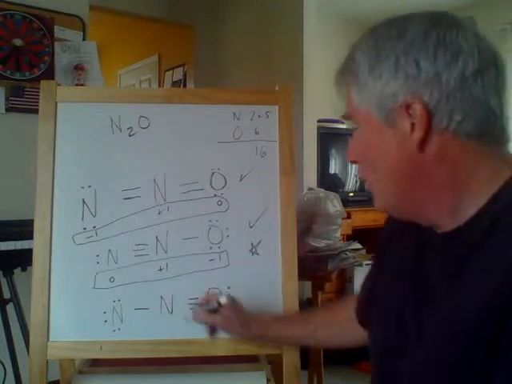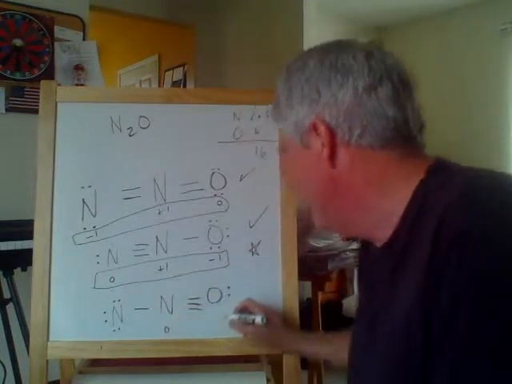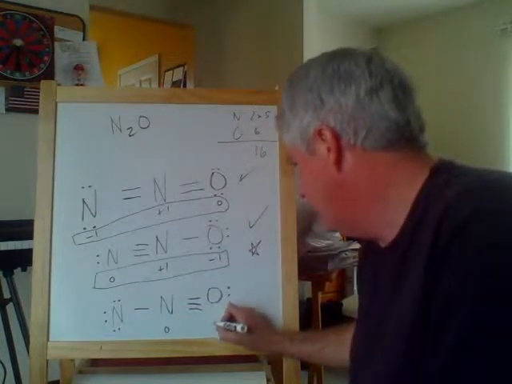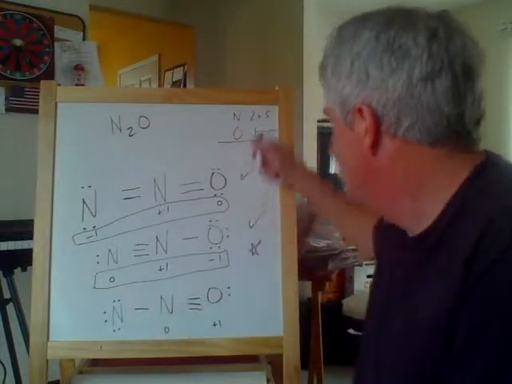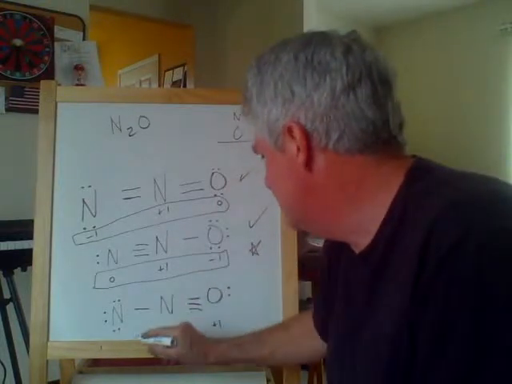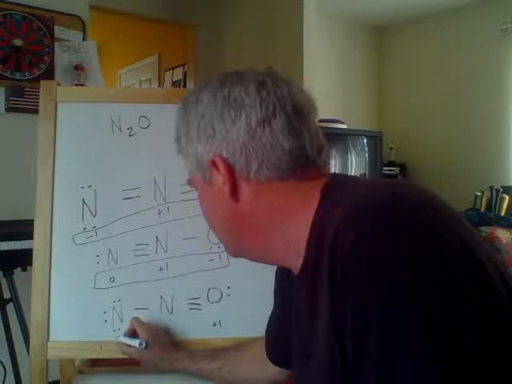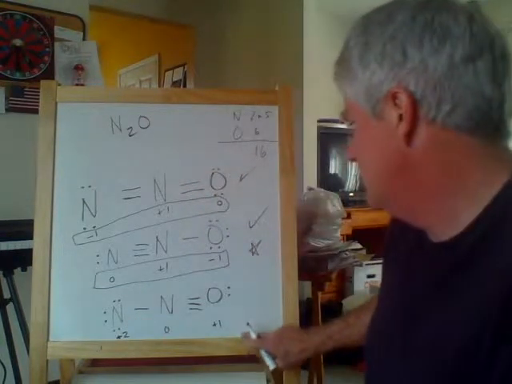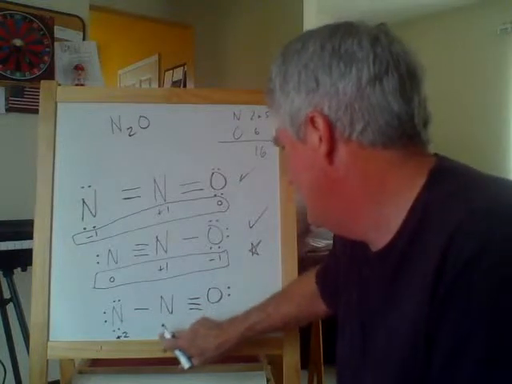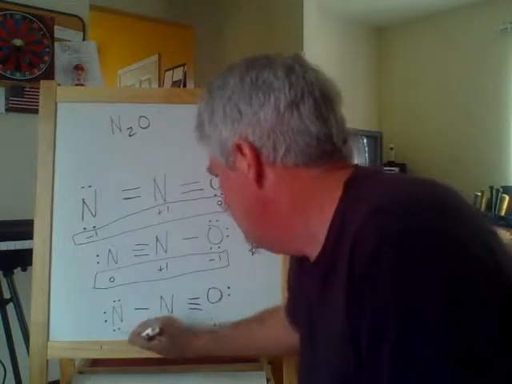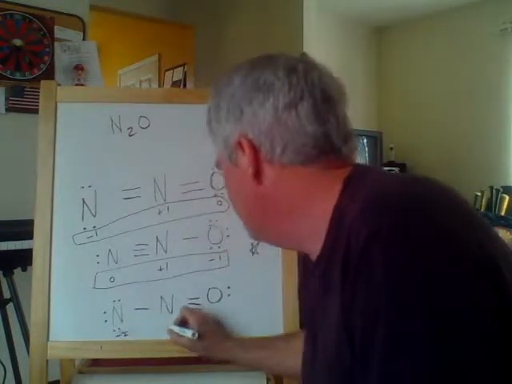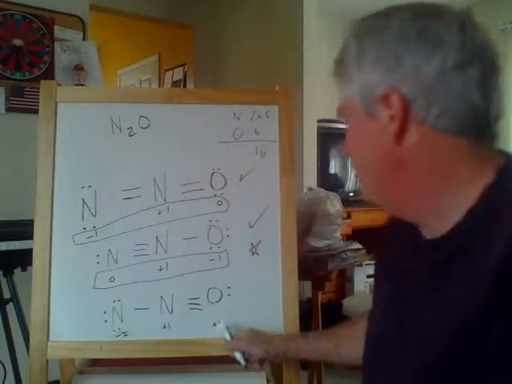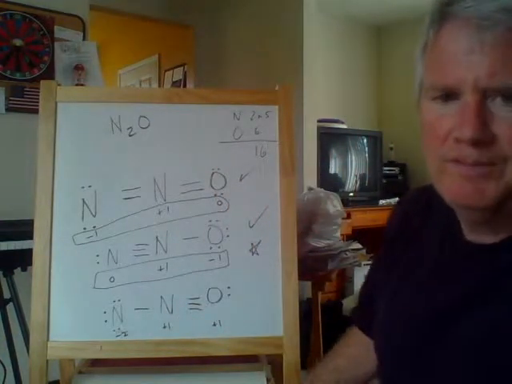The third form is this. Quickly, the formal charge on this is 0, +1, and minus 2. Sorry, yeah, -2, +1, and +1. This is the third one.